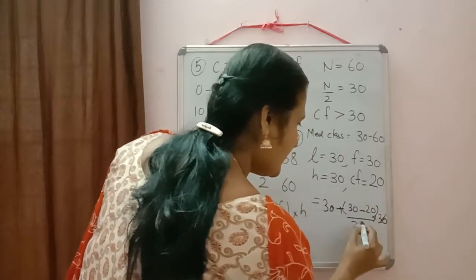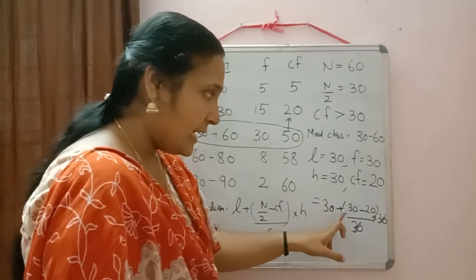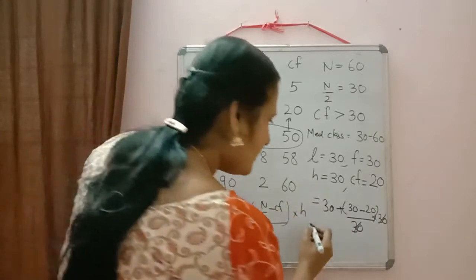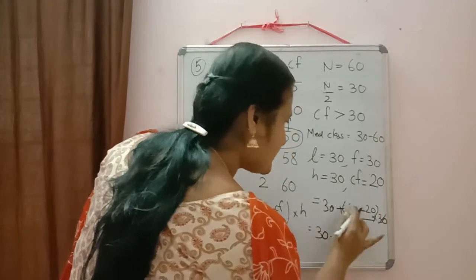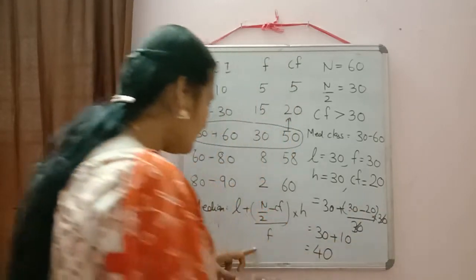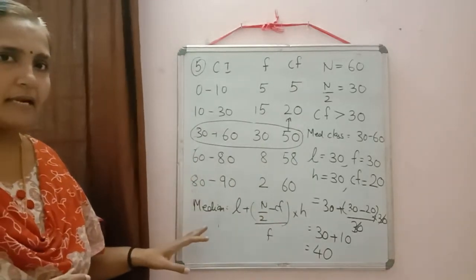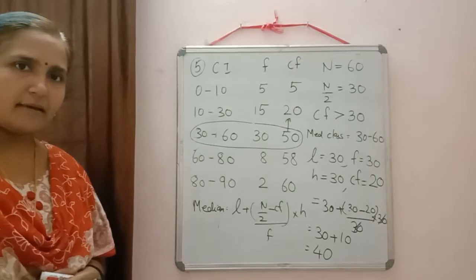So here 30 and 30 will get cancelled. Don't cancel this 30 and 30, because here the addition sign is there. So now the remaining is 30 plus 30 minus 20, which is 10. So median will be equal to 40. I hope this method is clear to you, how to calculate the median. So we'll do the next question.